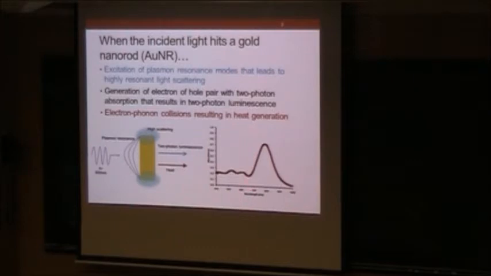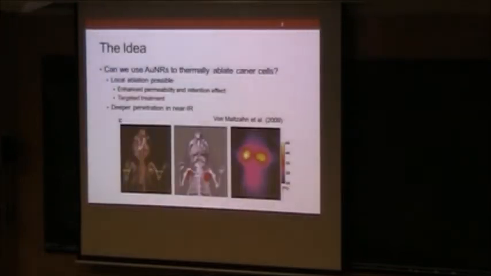This is an actual absorption spectrum of our gold nanorods. We haven't measured the exact size of the nanorods, but the aspect ratio should be somewhere between 3.5 and 3.7 in order to get 800 nanometer resonance. So the idea is, can we use this heat to thermally ablate cancer cells? The answer is yes, and it's a great advantage because you can locally ablate the cells, and there are two different ways of doing this.